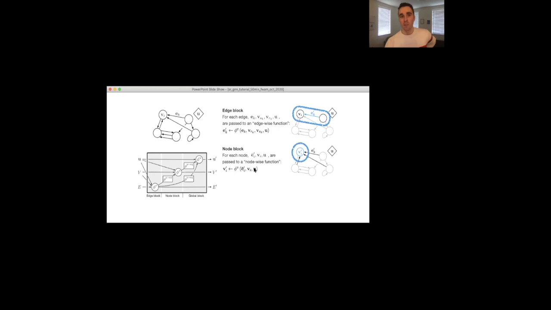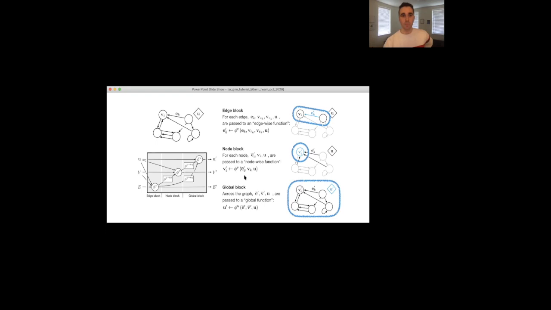So that's the function of the node block. It takes the pooled edges, all the connecting edges, the current node state, and the current global value, and it maps to the updated node state. And again, we usually just treat this as a multi-layer perceptron, so a neural network. The last thing is called the global block.